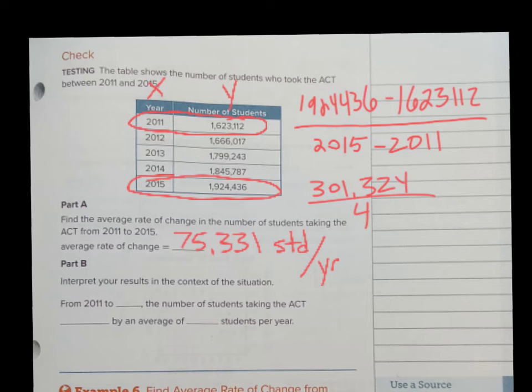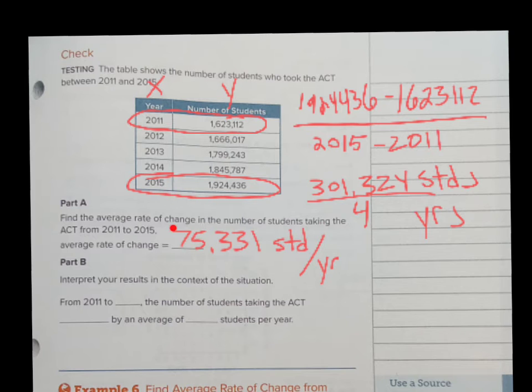Okay, right? Because up here, this was students, and this was over 4 years. Okay, so notice that it is a positive, right? As a positive here. Okay, so what this is telling us, and we'll answer this question here in a second, is that every year on average, 75,331 more students took the ACT over this time period.